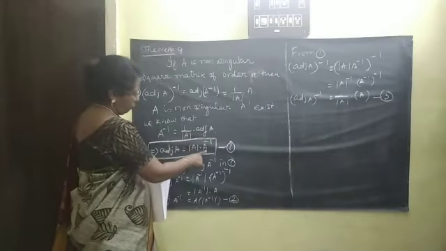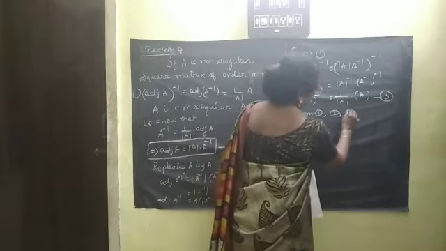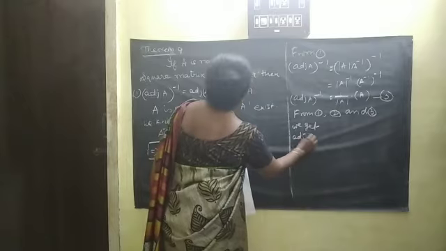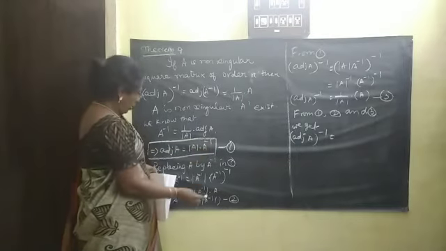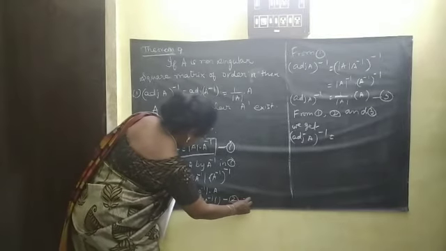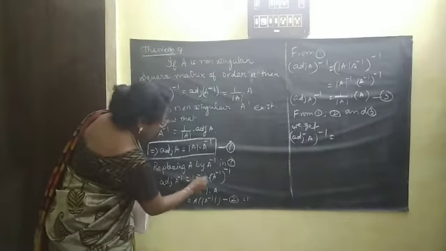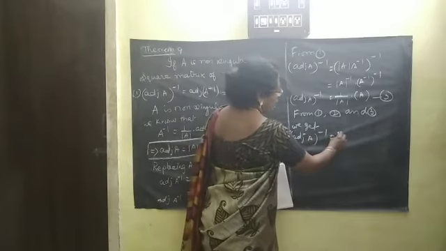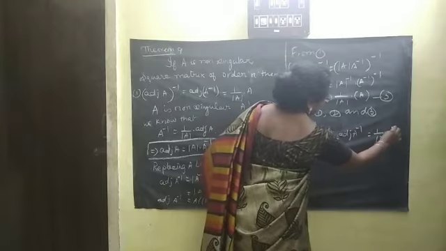Now from 1, 2, and 3, we get adjugate of A, the whole inverse is equal to, see, this value is 1 by determinant A into adjugate of A. So here again, this determinant A inverse is nothing but 1 by determinant A. So from 1, 2 and 3, we get adjugate of A inverse is equal to 1 by determinant A into A.